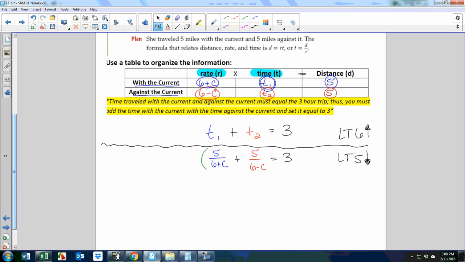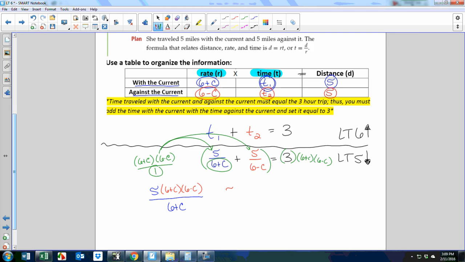But we're going to multiply by the LCD. And the LCD is 6 plus c times 6 minus c. So multiply both sides by 6 plus c times 6 minus c. When you multiply the 5 times the 6 plus c and times the 6 minus c, you'll get a numerator of that. When you multiply the denominator 1 times the denominator 6 plus c, you'll get the original denominator 6 plus c. So we've multiplied the LCD to the first fraction. Now we'll multiply the LCD to the second fraction. So that original 5 will get multiplied by 6 plus c times 6 minus c. And the denominator will be 1 times 6 minus c, so it will stay 6 minus c. Adding those fractions, and it will equal 3 times 6 plus c times 6 minus c.